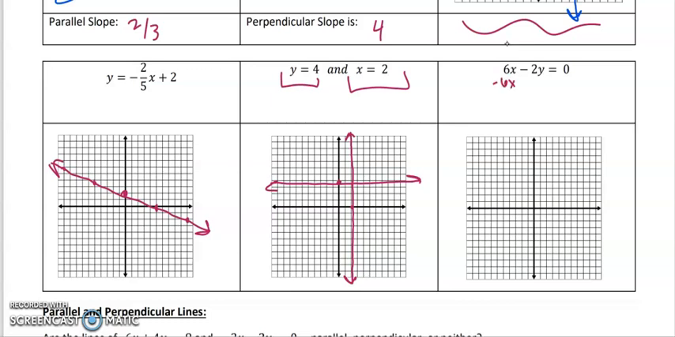Then this last one I have to solve for y. So I would subtract 6x. This is a little different because 0 minus 6x is just -6x. We divide by -2, and y equals 3x. In theory, you could have a +0 over here, but that's unnecessary. Okay, y equals 3x is what I would like you to write.